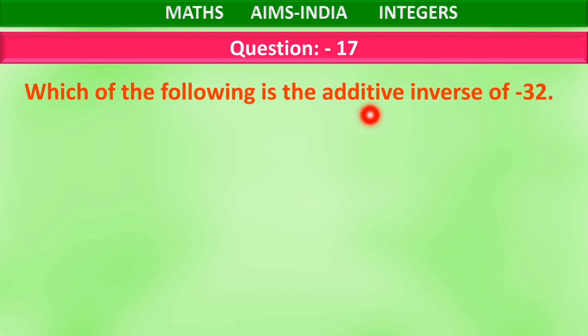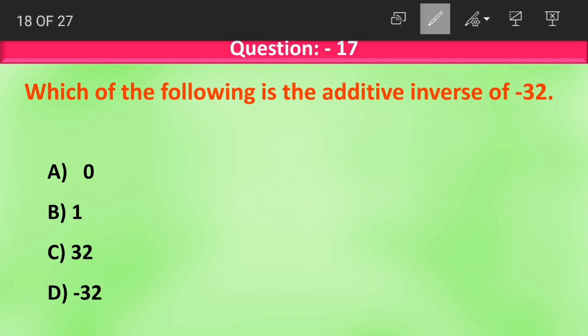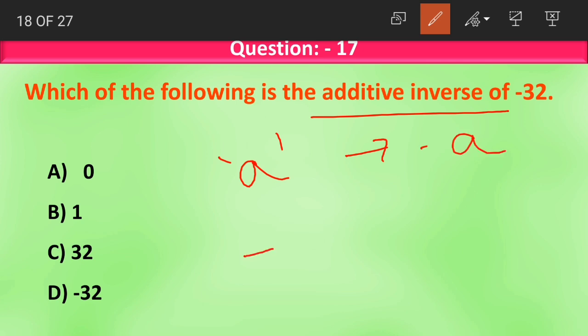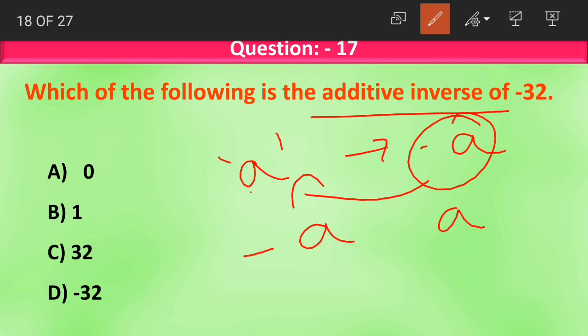Moving on, question number 17. Which of the following is the additive inverse of minus 32? Option A 0, option B 1, option C 32, option D minus 32. Remember what was additive inverse? Additive inverse of the integer a was minus a. In the same way, the additive inverse of minus a becomes what? A. Understood? If a's additive inverse is minus a, then minus a's additive inverse will be a.